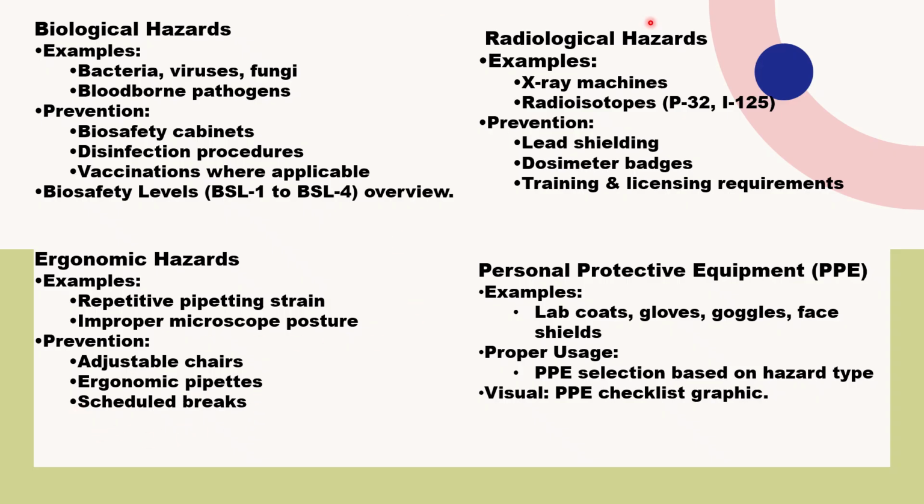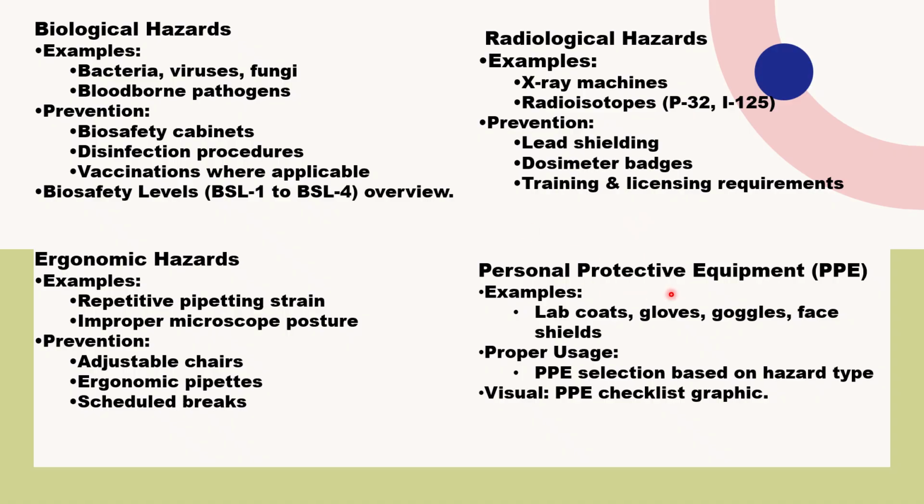Then radiological hazards. They include the X-ray machine and radioisotopes like phosphorus-32 and iodine-125. These are all radioisotopes. Then prevention using lead shielding, dosimeter badges, training and licensing requirements. So these are the ways to prevent radiological exposure.